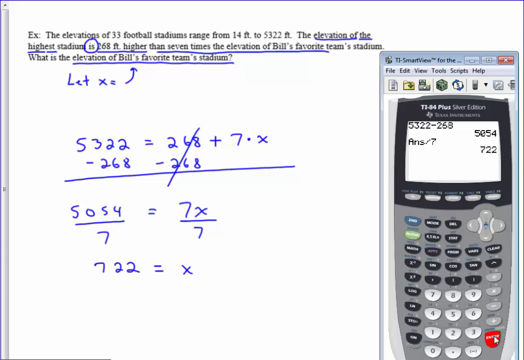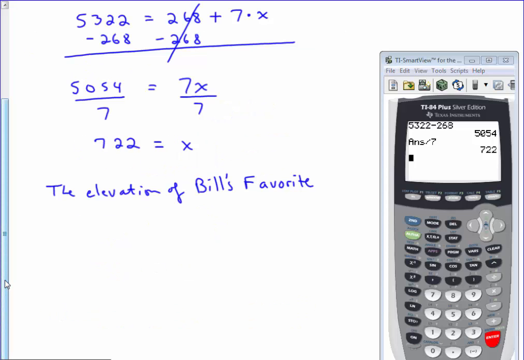Since we do have a word problem, then we want to write our answer out as a statement. So we would say that the elevation of Bill's favorite team's stadium is 722, and the units from the problem were feet, so 722 feet.